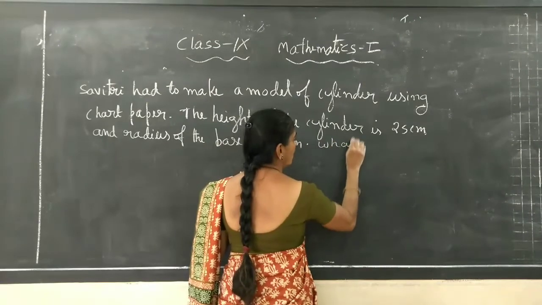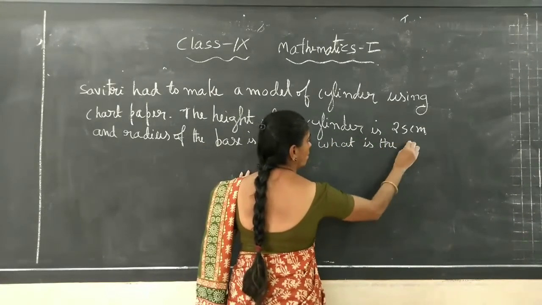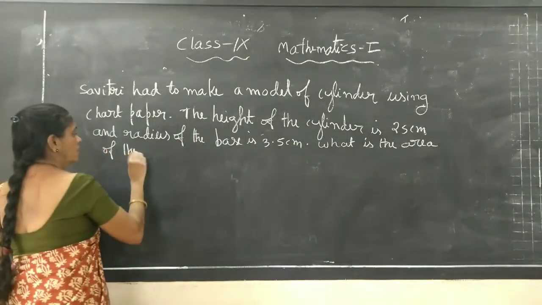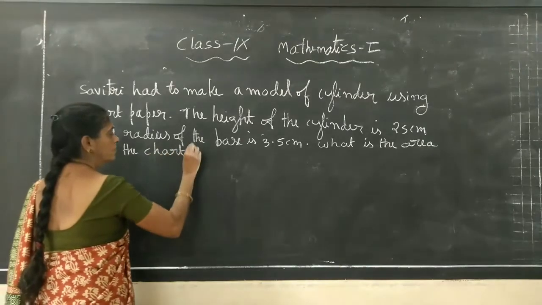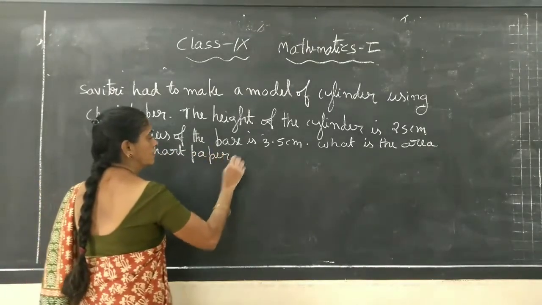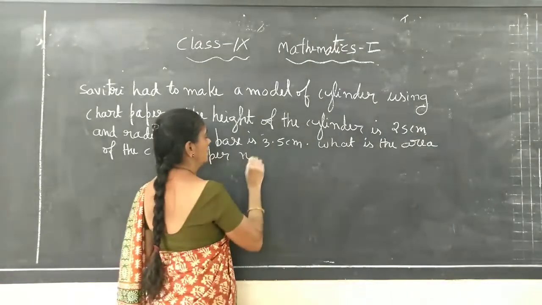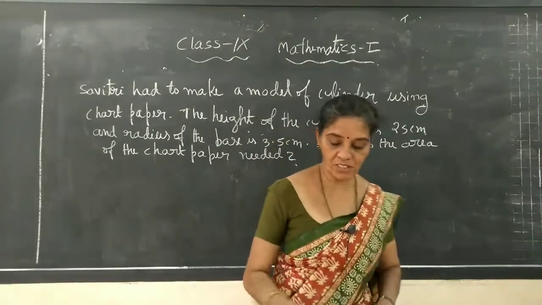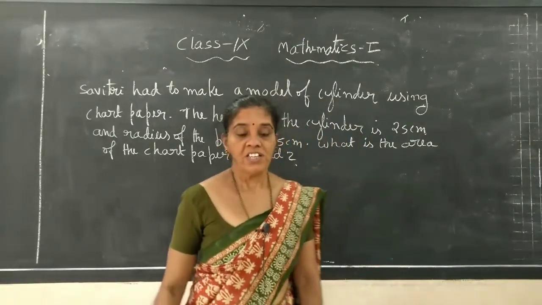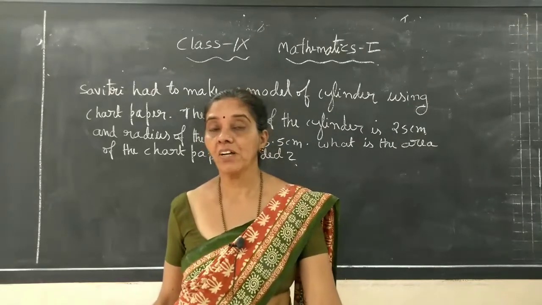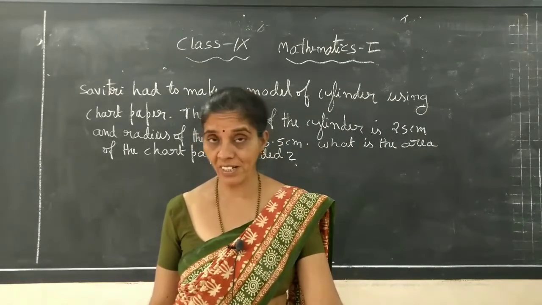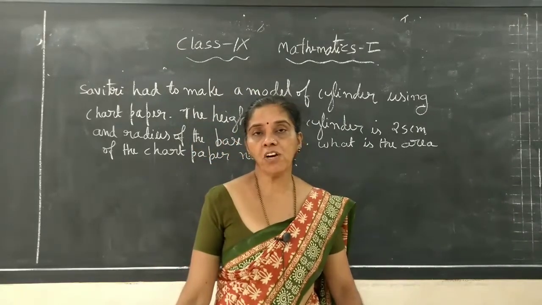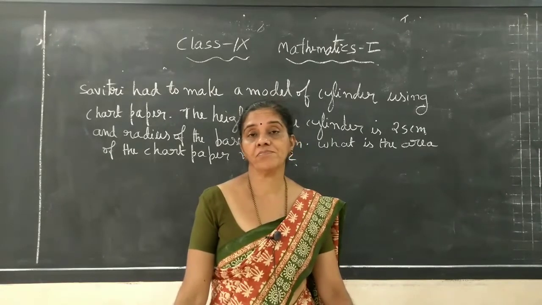What is the area of the chart paper needed? That we have to find out. Now, which one do we want? There are two areas, curved surface area and total surface area. Now, she wants to make a cylinder.